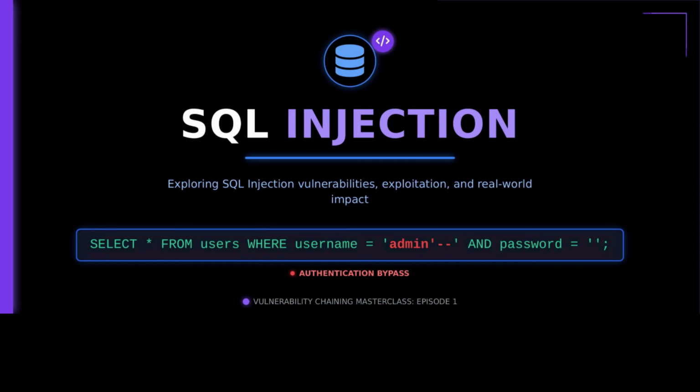Let's start with SQL injection. This vulnerability allows an attacker to manipulate database queries using malicious input. For example, instead of providing a username and password, an attacker can use a payload like admin quote --, which tricks the system into ignoring the password check completely. And just like that, the attacker is in as an administrator.